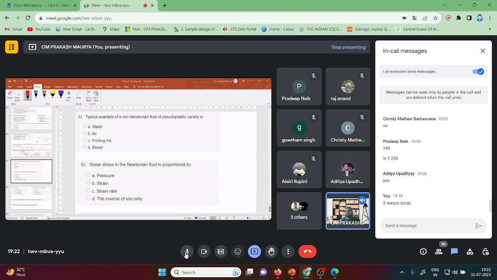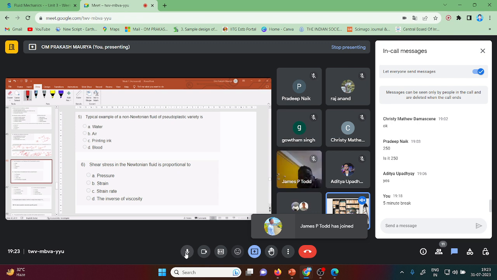Yes, please solve question number 5 and 6, which is visible on the screen. Question number 5 is about the typical example of a non-Newtonian fluid of pseudoplastic variety: water, air, printing ink or blood. This is just a question related to examples of pseudoplastic and other different types of fluids. You can just type the answer in the chat box.